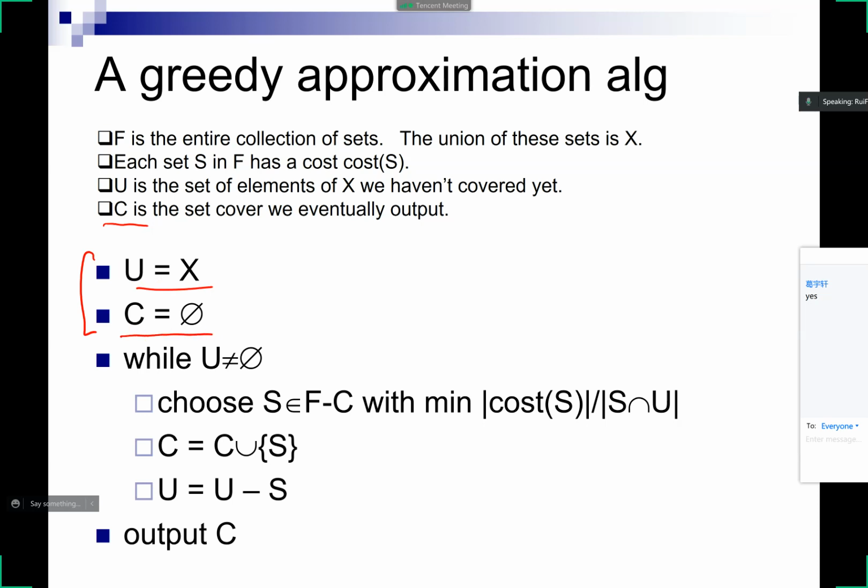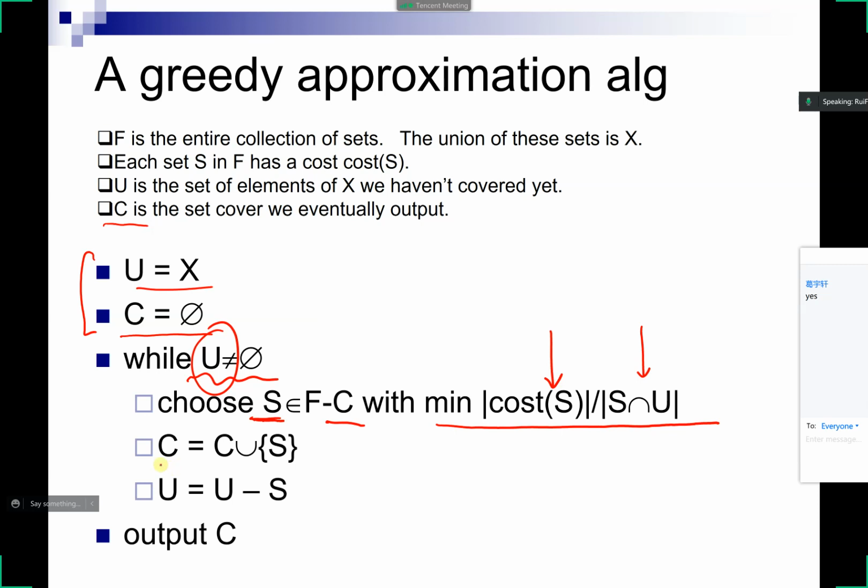Then we're going to run a while loop, while there are still some elements that we have not covered. So while U is not equal to the empty set, C is the sets that we've already selected, so we cannot select those anymore. Instead we're going to choose some set S out of this collection F minus C, and we're going to choose the S which minimizes the per unit cost for covering these uncovered elements. Here we're looking at the cost of the set S, and then at how many uncovered elements it can cover. Because we still have some elements U that we need to cover, we only care how cheaply S can cover these uncovered elements. That's why we do S intersect U. We pick the S which minimizes this per unit cost for the uncovered elements.